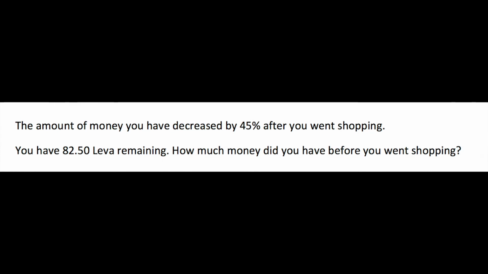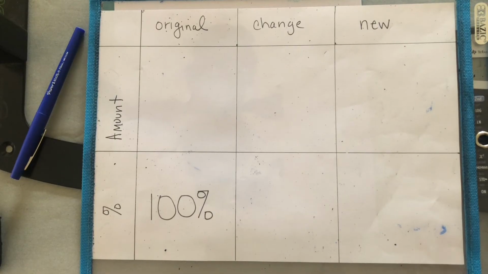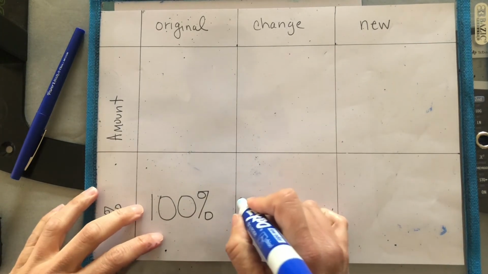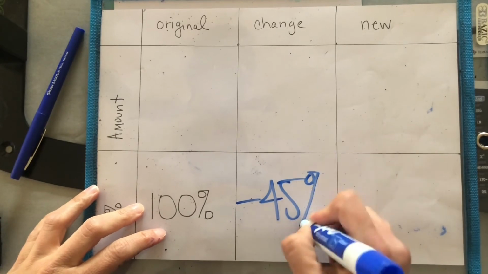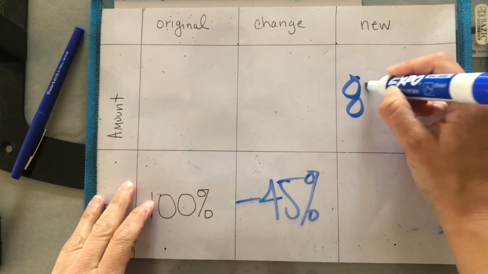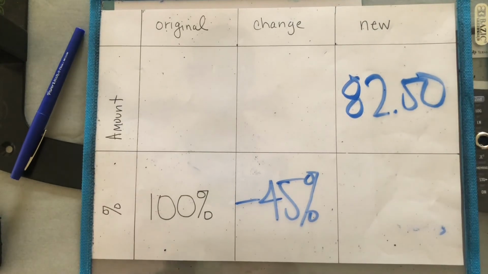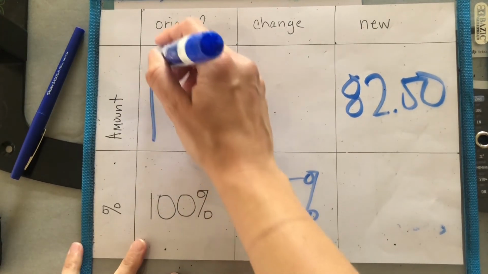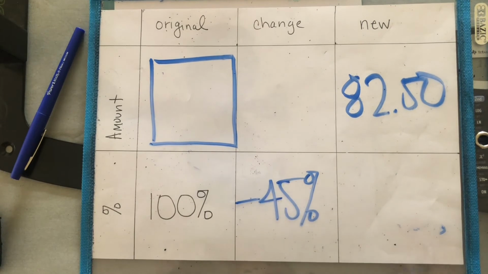Question 3. The amount of money you have decreased by 45% after you went shopping. You have 82 leva and 50 stotinki remaining. How much money did you have before you went shopping? So the information we're given here is that the amount of money you have decreased by 45% after you went shopping. So that's a decrease of 45%. And at that point, you have 82.50 remaining. So your new amount is 82.50. And we're looking for how much did you have before you went shopping.